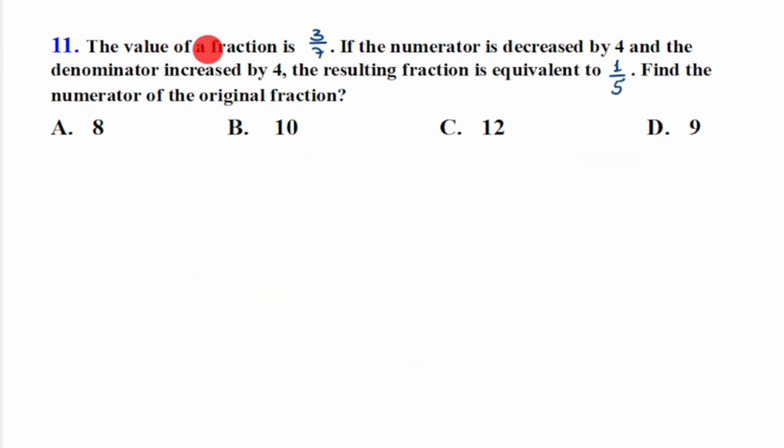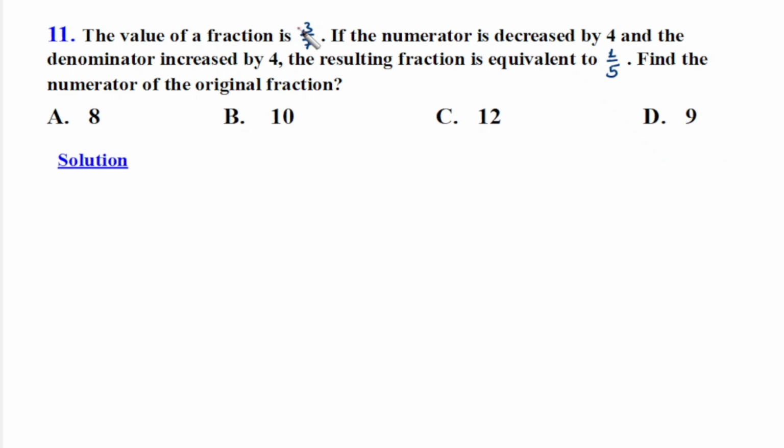11. The value of a fraction is 3 over 7. If the numerator is decreased by 4 and the denominator increased by 4, the resulting fraction is equivalent to 1 over 5. Find the numerator of the original fraction.